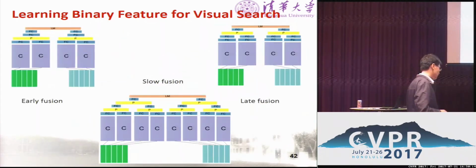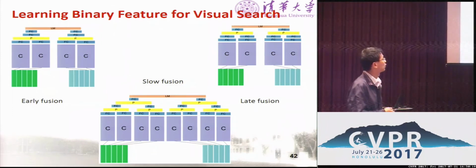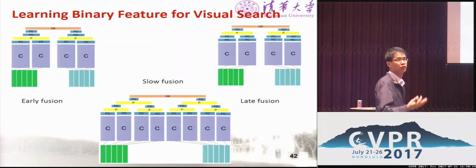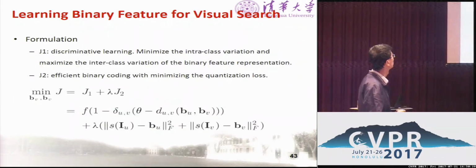We have many solutions to do the fusions among the network or among the videos. Then we have early fusion, late fusion, and slow fusion. We investigate different types of fusions to check the performance of this video hashing.